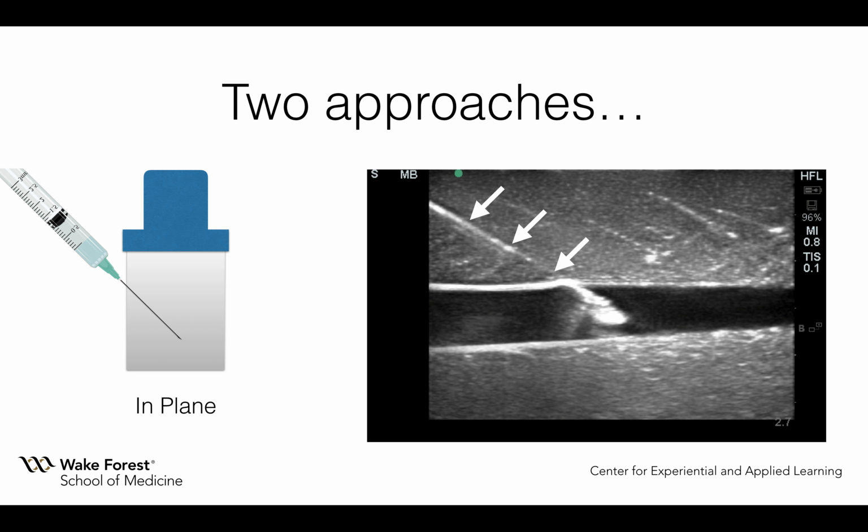So here's an example of an in-plane image. So the needle is coming in from the left side of the probe, and it is going underneath it towards the right side as we face the probe. And in the image, it comes in from the left side of the image, and it's moving towards the right side of the image. The needle itself is visible as this white echogenic line that ends in a brighter flare of the needle tip.